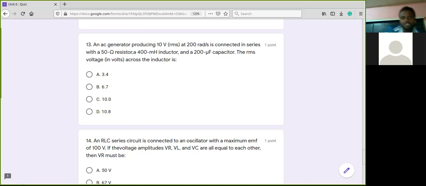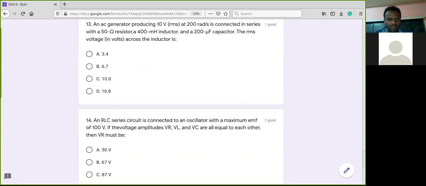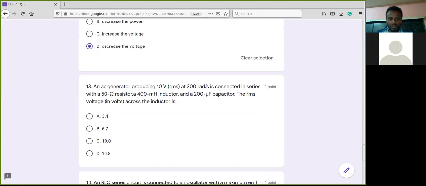So let's calculate the total impedance. 10 volt divided by the impedance gives the current, yes? So calculate the impedance. 50 squared means 2500.